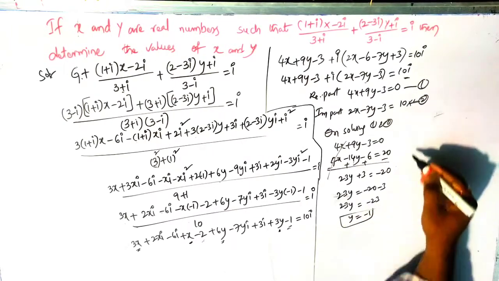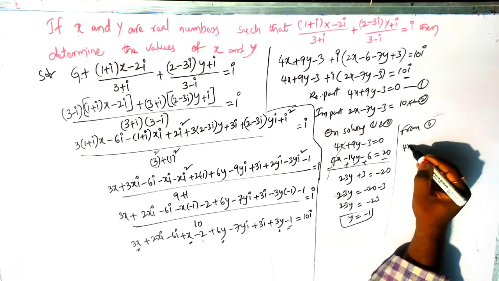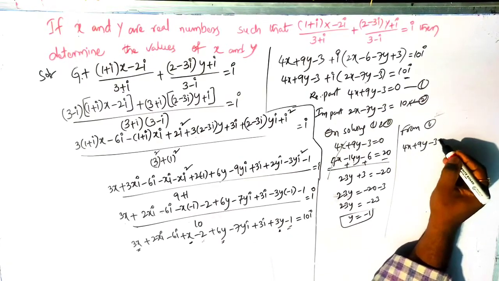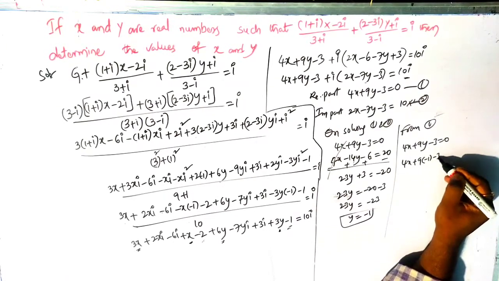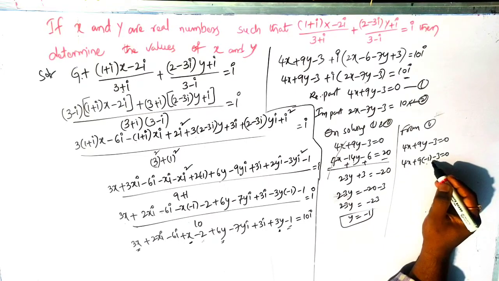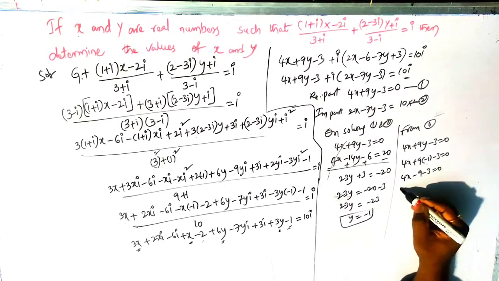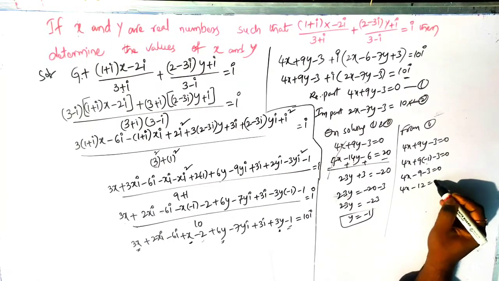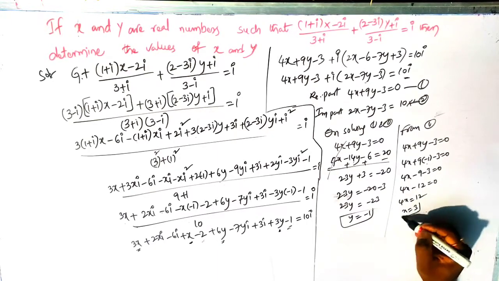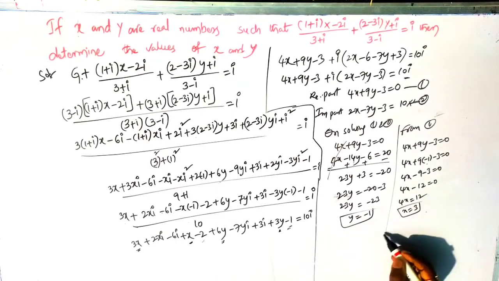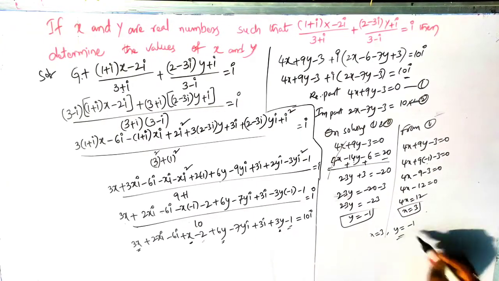So from equation number 1, 4x plus 9y minus 3 equals 0. So we got here a y value, that is nothing but minus 1, we substitute here. So 4x plus 9 of minus 1 minus 3. So 4x minus 9 minus 3 is equal 0. 4x minus 12 is equal 0. So 4x equals 12. So x equals 3. 4 threes are 12. So x value is 3 and y value is equal to minus 1.